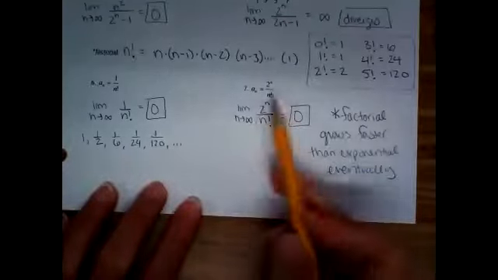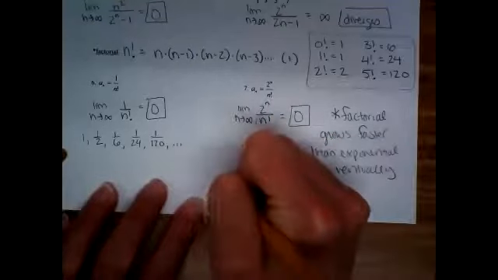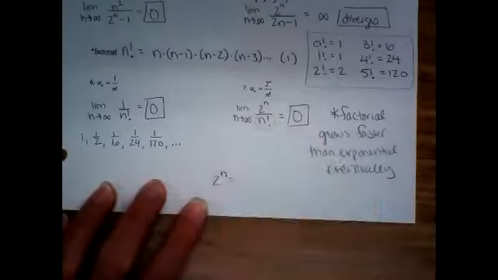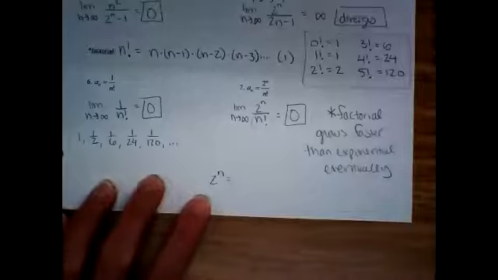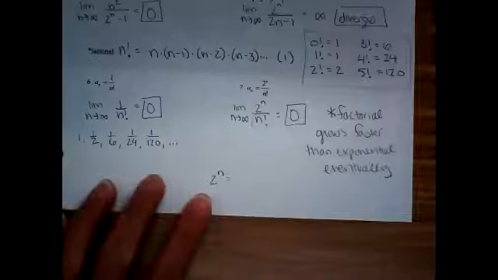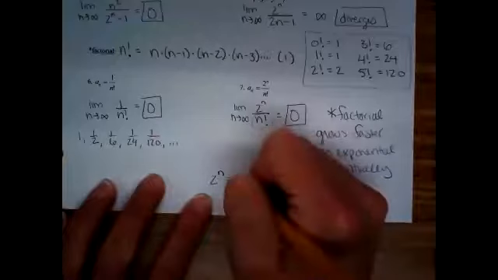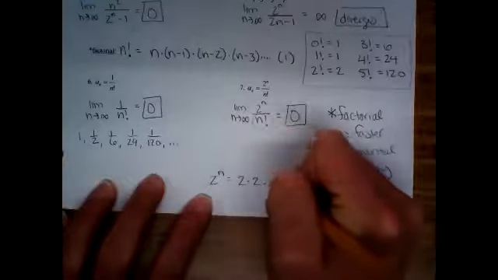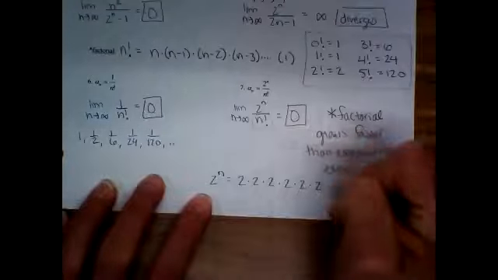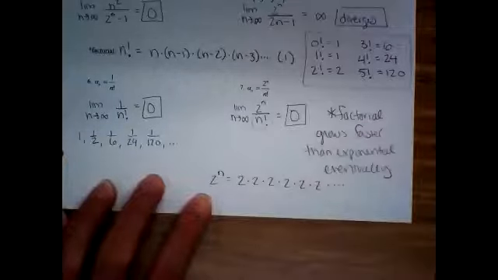But anyway, let's look at the 2 to the n. If you plug in, well, actually, let's not do plugging in. 2 to the n, you're just going to keep multiplying by 2. It would be 2 times 2 times 2 times 2 times 2 times 2 forever and ever.